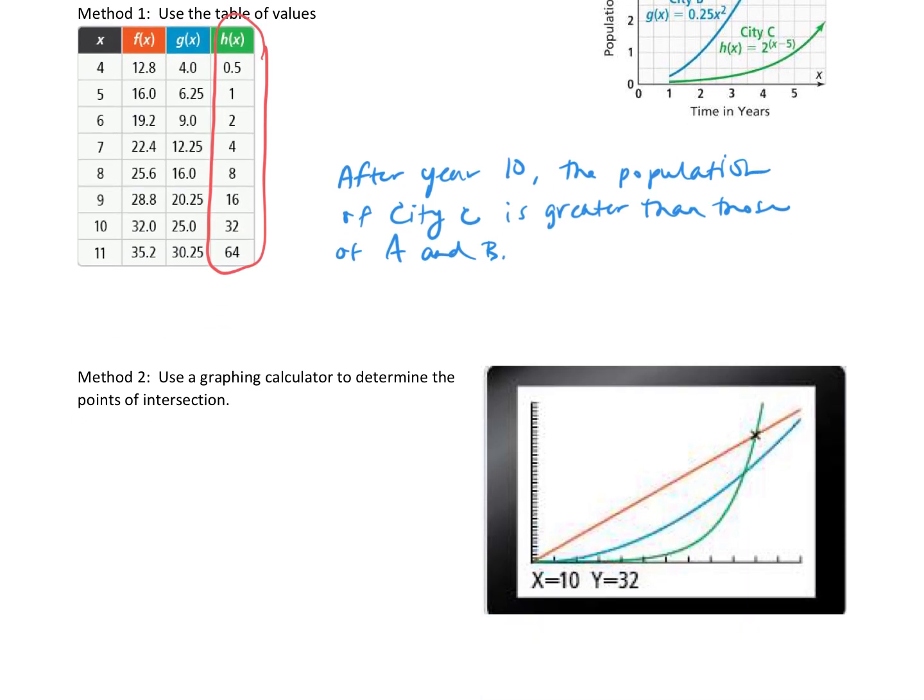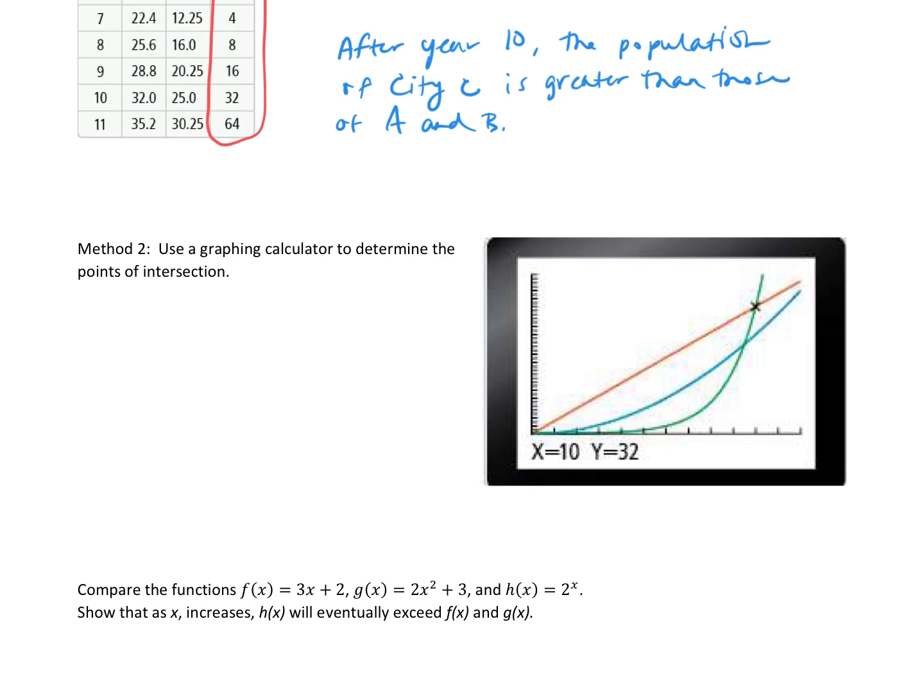Okay, another method is to use a graphing calculator and determine the points of intersection to see when one function exceeds or gets greater than another function. So here is our linear city A. Here is our quadratic city B. And then here is our exponential function city C. It's the same functions we had up above, but if we look at a different snapshot, we see more of the cities.